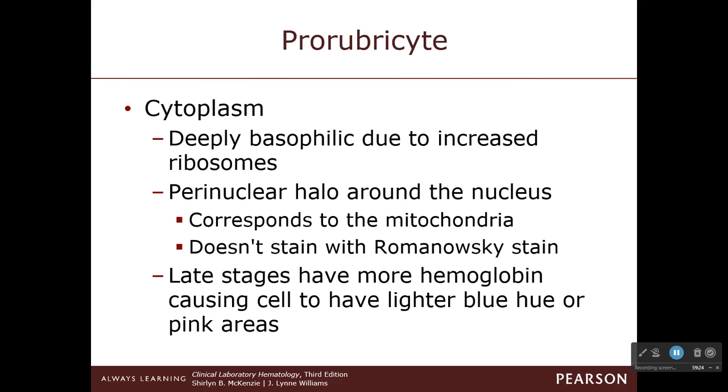So as it's growing, it's making hemoglobin, making protein. So the closer it gets from the prorubricyte, or the basophilic normoblast, to the rubricyte stage, which is the next one, you're going to see a change in its hemoglobin or its cytoplasm color. Does that make sense? All right.